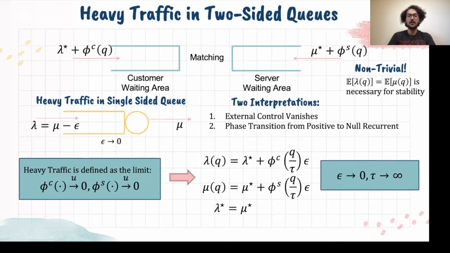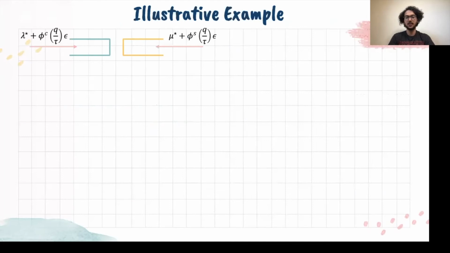Note that now phi_c and phi_s are given functions which do not change, and only the two parameters epsilon and tau change and converge to their respective asymptotes. Based on how fast these parameters go to their asymptotes, a phase transition is observed. We present the phase transition by first considering the following illustrative example.